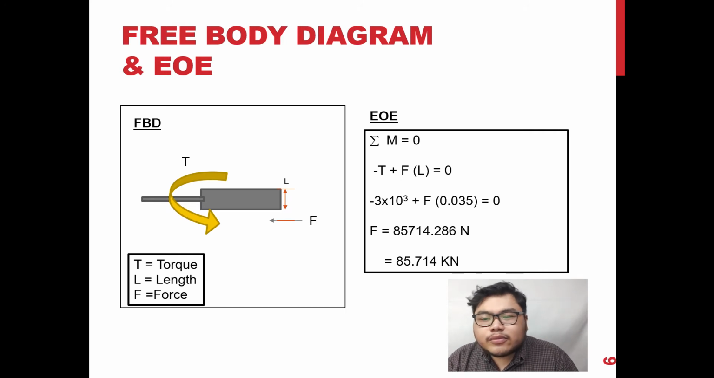This is our free body diagram of the screwdriver. You can see the rotation of torque, and the value of torque we know from the previous is 3 kilonewton meter, and the length is 35 millimeter. But we don't know the force, right? So by using the equation of moment, we can determine the maximum force, which is 85.714 kilonewton. So this is the maximum force to break the tip of the screwdriver.